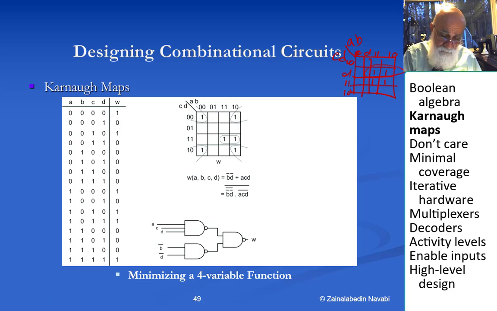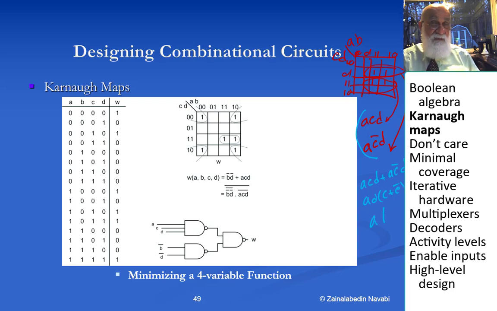These two are A, C bar, D. The one below is A, C, D. Now look at these two terms. These two themselves are adjacent, meaning that ACD or AC bar D, you can factor AD, and then this becomes C or C bar, this becomes 1, and this becomes D.